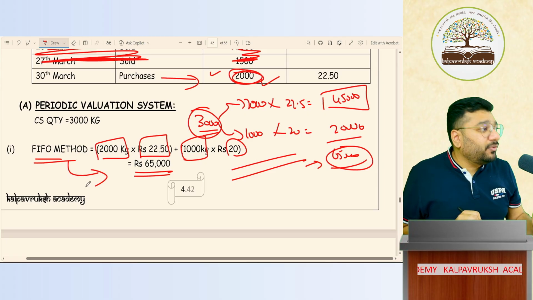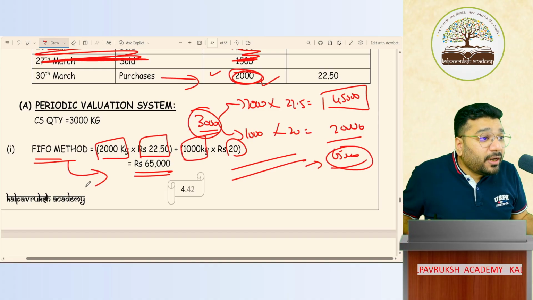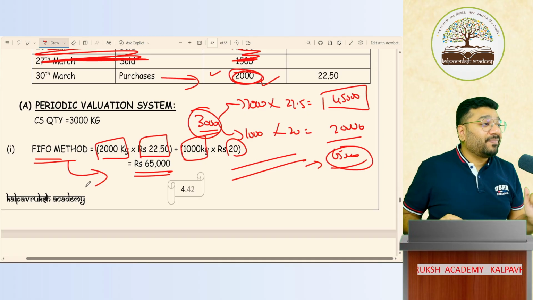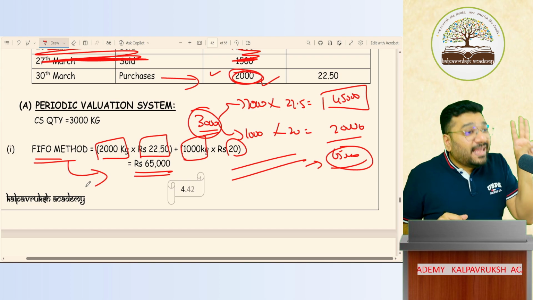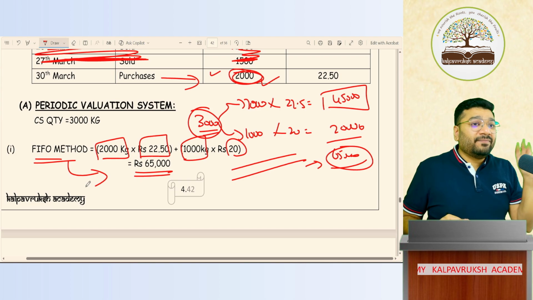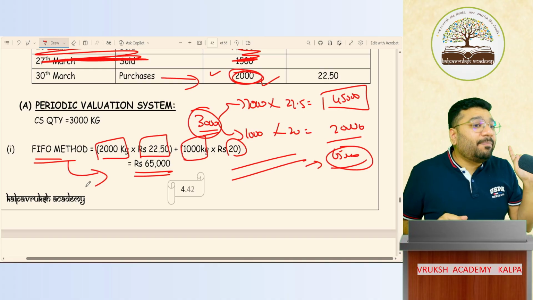One more disclaimer I'll give you. The question will never tell whether this is periodic or perpetual. You have to identify. So how will you identify? If they give you details of opening balance, purchase and sale, it is perpetual. If sale information is not given, it is periodic. So you have to assume whether periodic or perpetual.